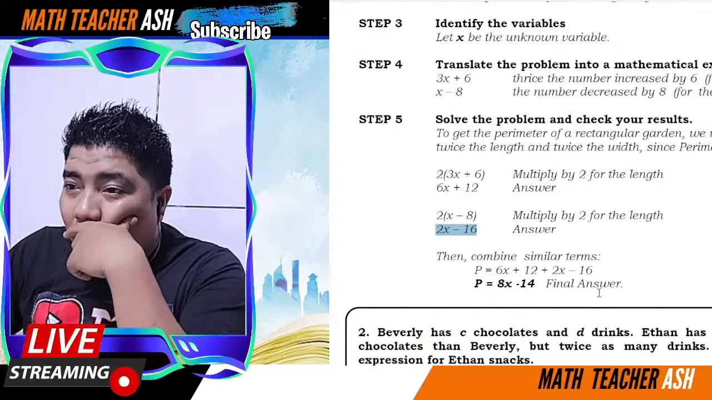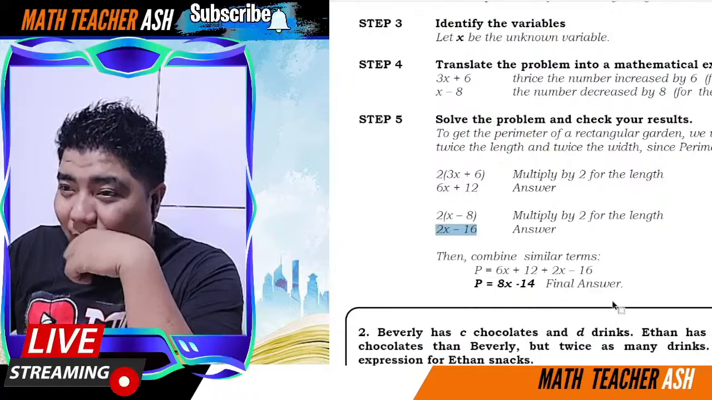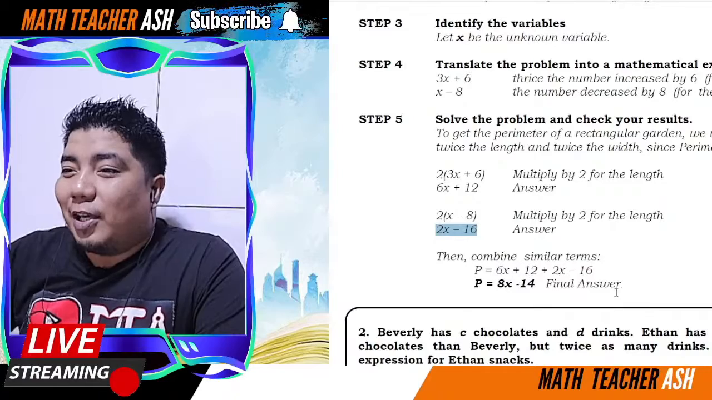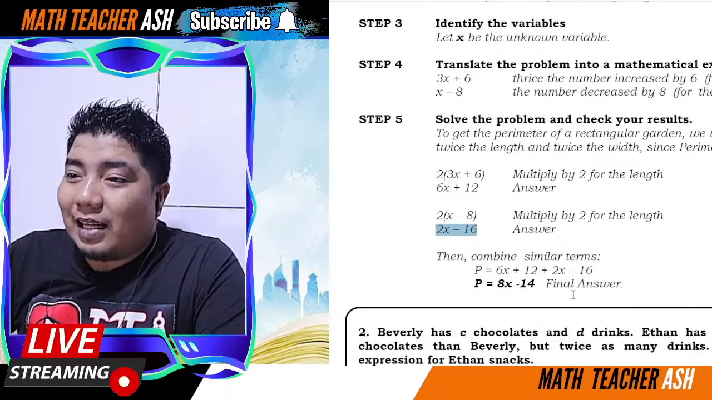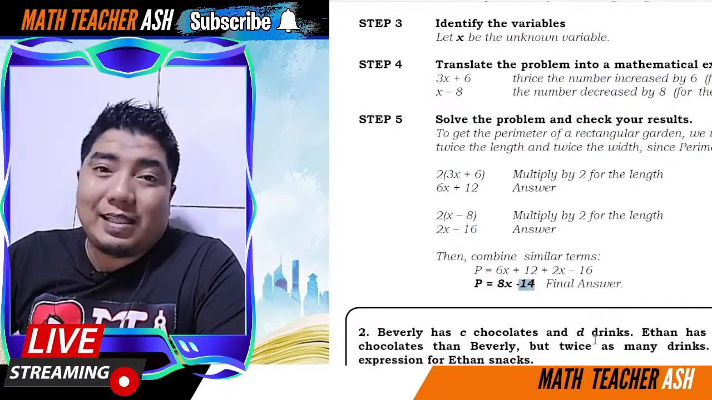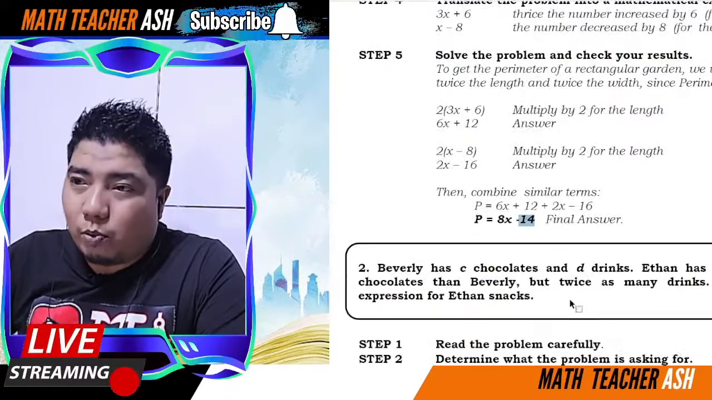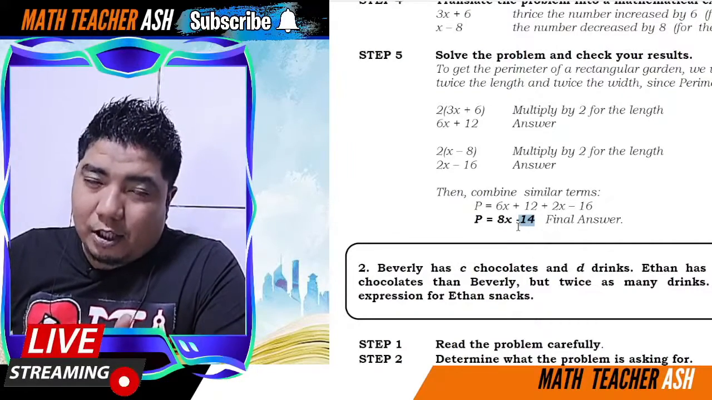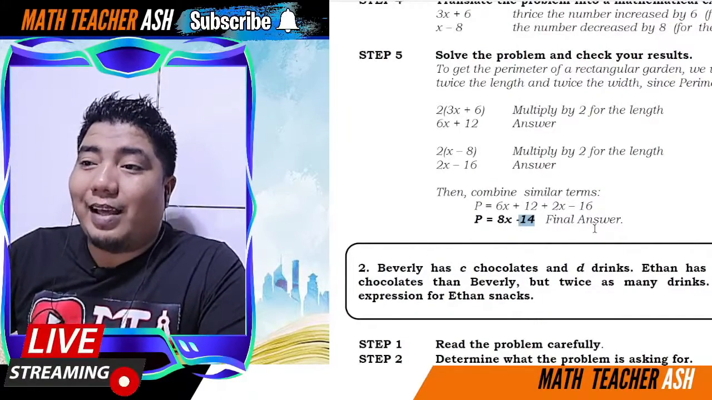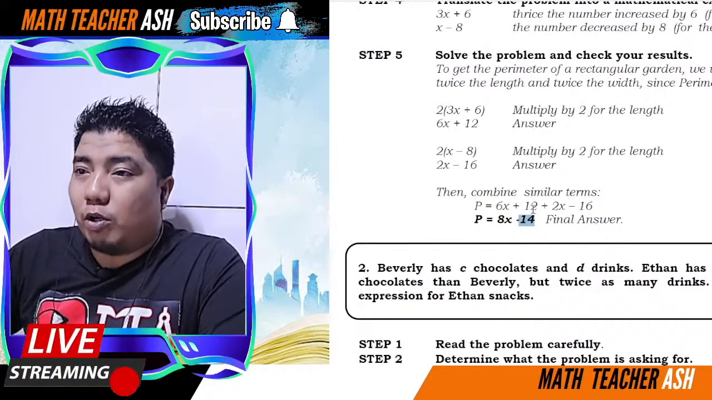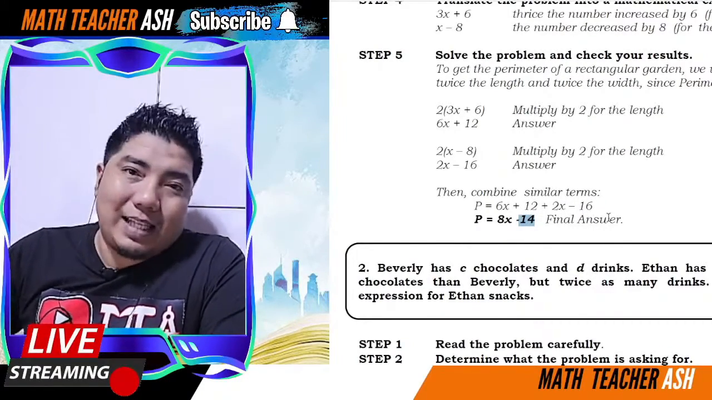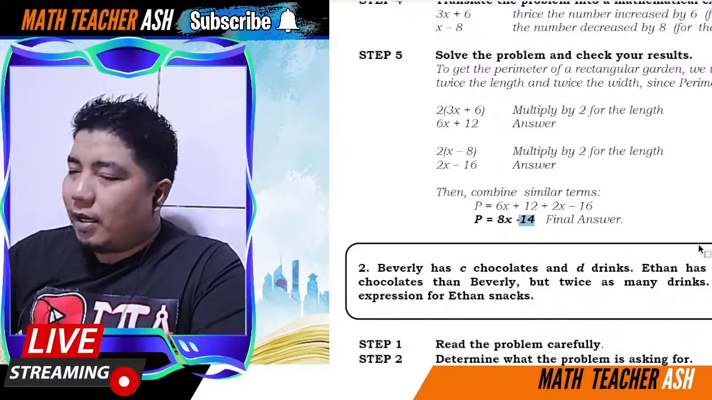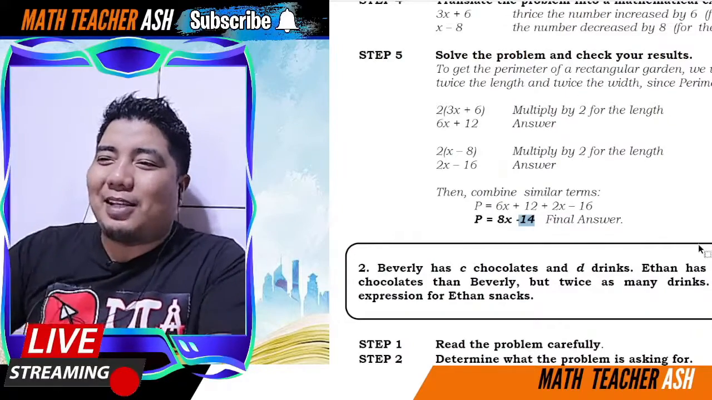Why is this? There is a mistake in the final answer here. Oh my God. Okay, so 12 minus 16 is negative 4, not negative 14. So, this is negative 4, my dear math learners. At least we corrected the module. So, this is 8x minus 4 because 12 minus 16 is negative 4. Easy, right? Yes, really easy, my dear math learners.